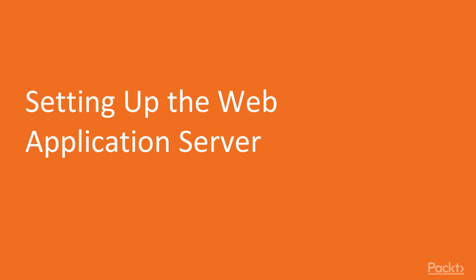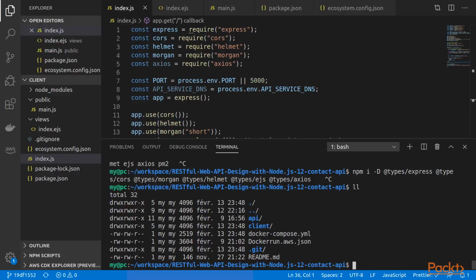So now, let's start by setting up the web application server. Back in your code editor, you will need to create a new folder named Client at the same level as the API folder. Once this folder has been created, change directory into it by entering the following command: cd client.